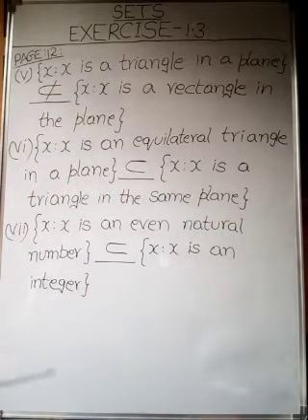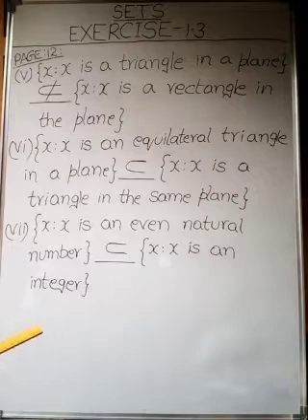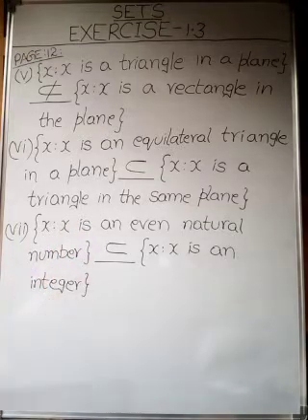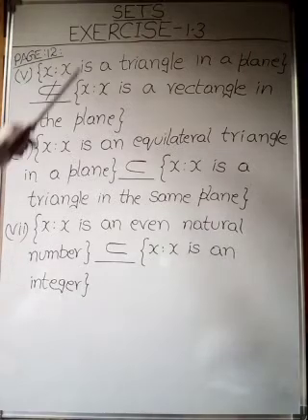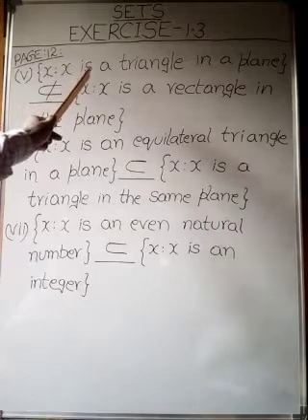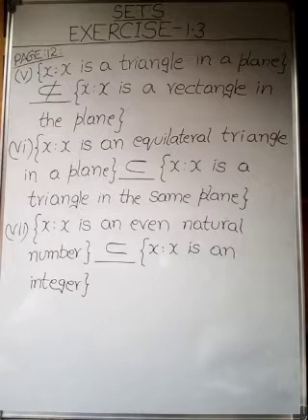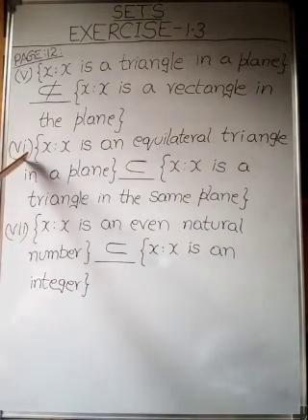The first set is not a subset of the second set, because here a triangle may be any kind of triangle. It may be an isosceles triangle, a scalene triangle, or a right angle triangle. But in rectangles we get only right angle triangles. We don't get other kinds of triangles. That is why not every triangle in a plane is in this set. Is it clear, my dear children? Right. Now come to the next question.